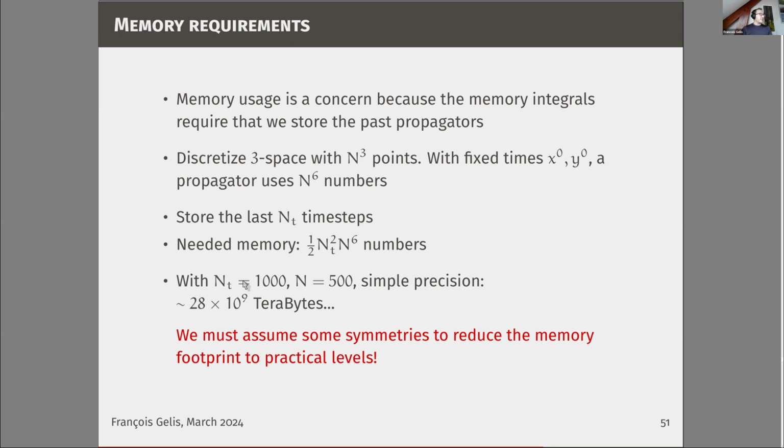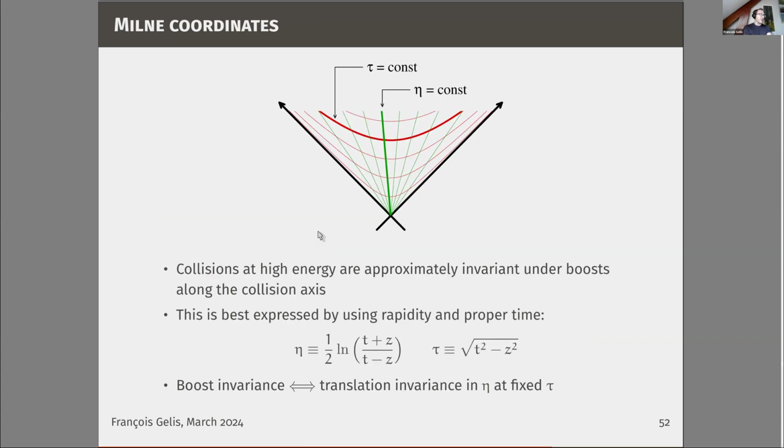And now let's take some numbers. You take nt equal 1000, n equal 500, single precision to save some space. You end up with almost 30 times 10 to the 9 terabytes, which of course we don't have. So what this means is that the memory needs are large, and we must assume that the system has some spatial symmetries to reduce the memory that we need. So let me tell you what we assumed.